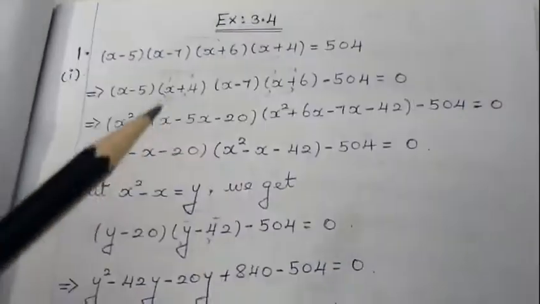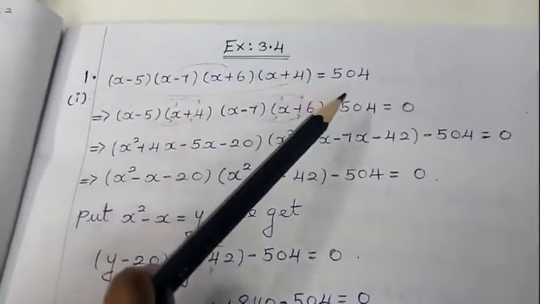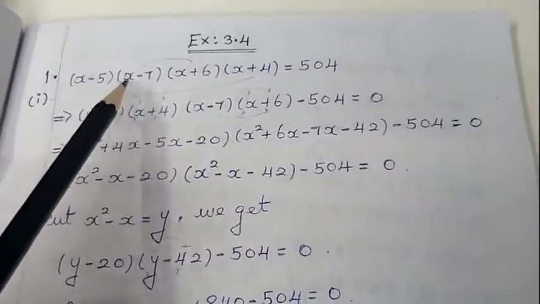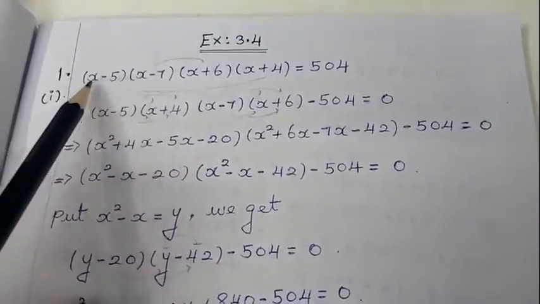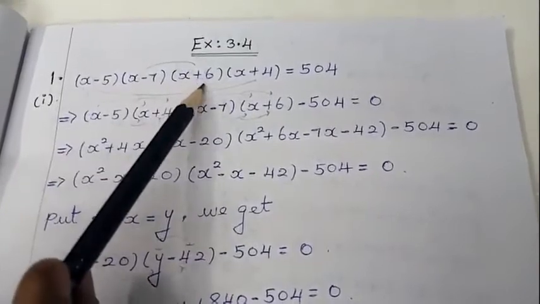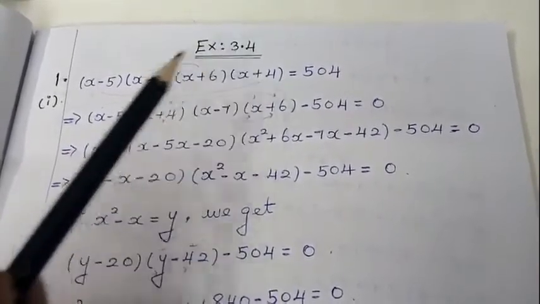Exercise 3.4, first sum. So this is a question given in your sum, students. If you see on the left hand side, you have 4 factors: x minus 5, x minus 7, x plus 6 and x plus 4.